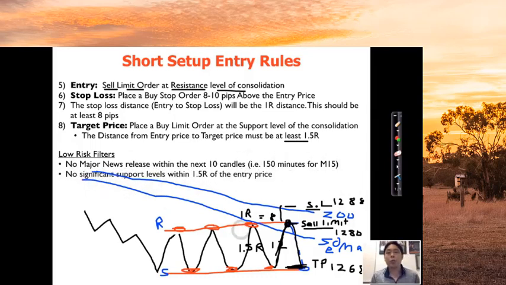And again, ensure there's no significant support levels within 1.5 R of the entry price. Okay, so before it can hit the target price, we do not want to see any kind of support that could impede our currency pair going to our target price.